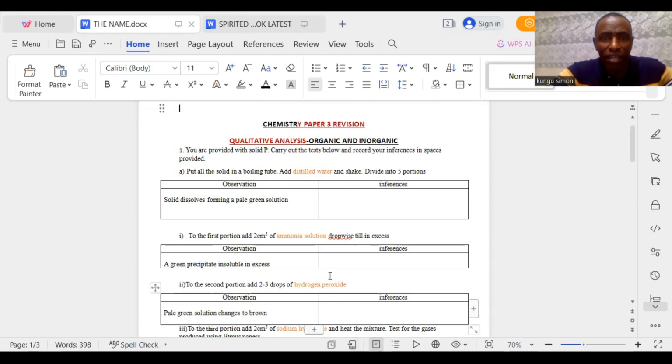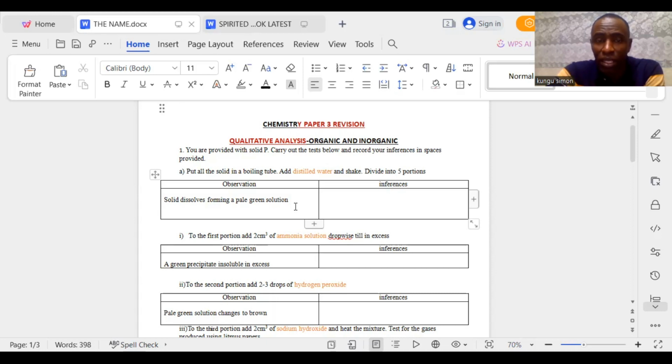I'm therefore identifying ions. Now, in the first case, we are adding distilled water and shaking. Every time you're adding distilled water, what does the examiner expect you to check? Number one, he expects you to check whether the solid will dissolve or not. At times, we can also have a solid dissolving partially.